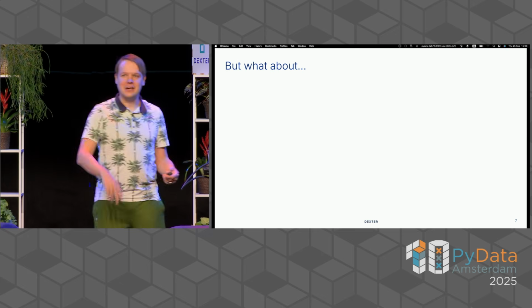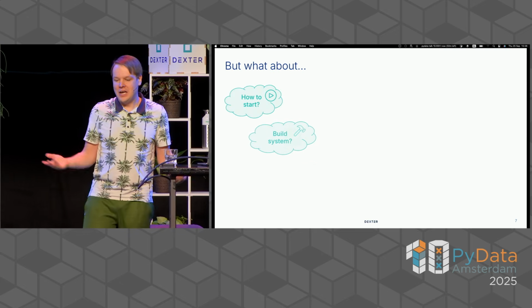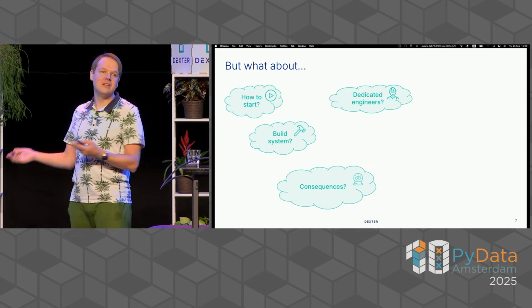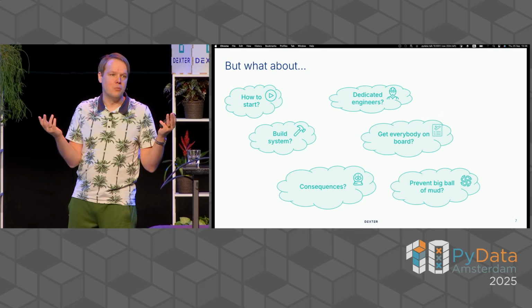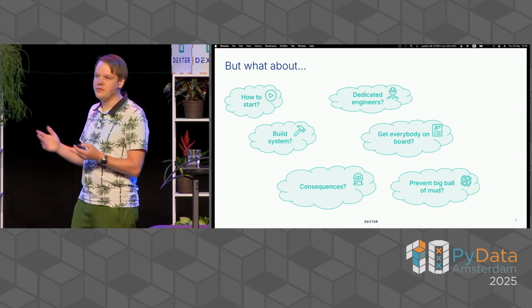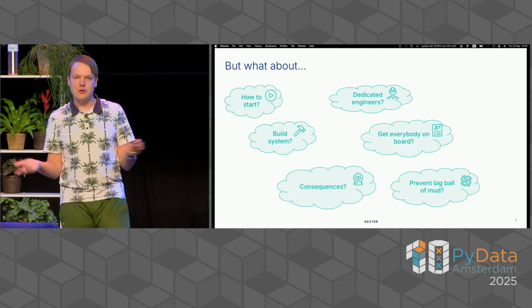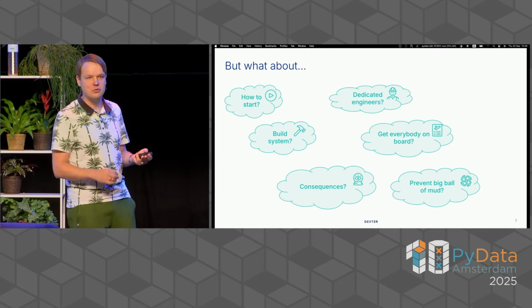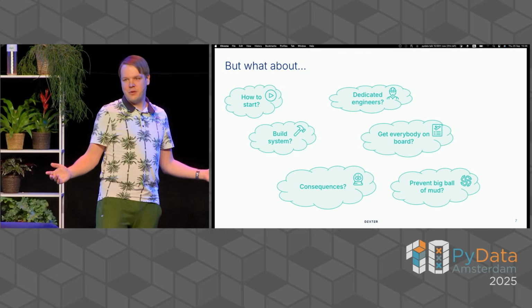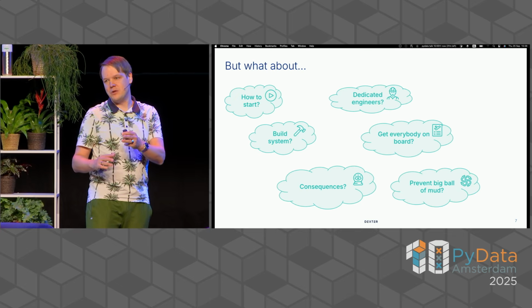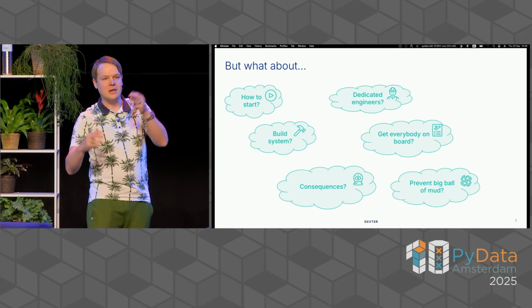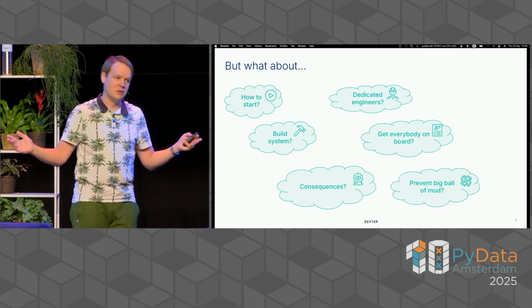I'm hearing you think, right? Like, but how do I even start this? And don't I need a big build system or some complex stuff to make this happen? Is there a lot of engineering cost up front? What are the consequences of my choices? How do I get my whole company on board with this new magical thing? And if I have everything in the same repo, how do I prevent that everything becomes dependent on everything and I can't move anything anymore?